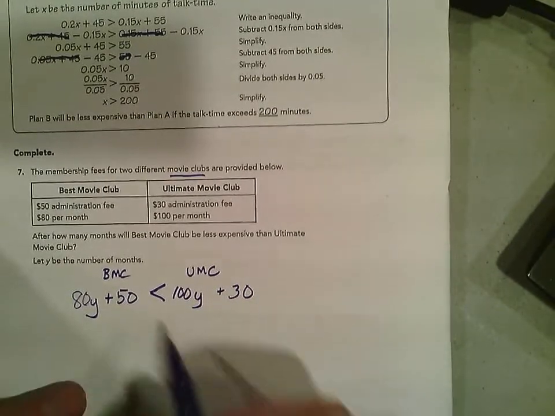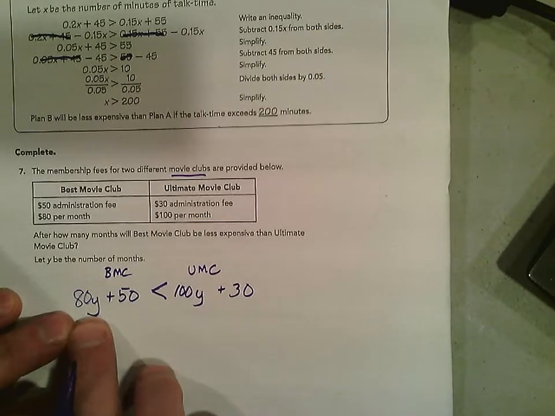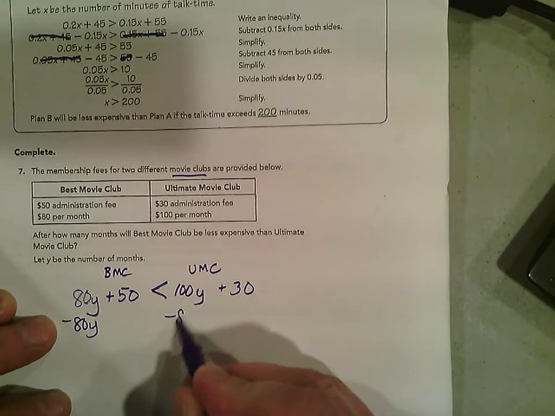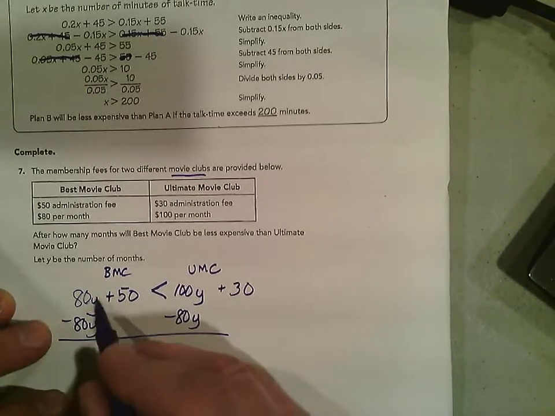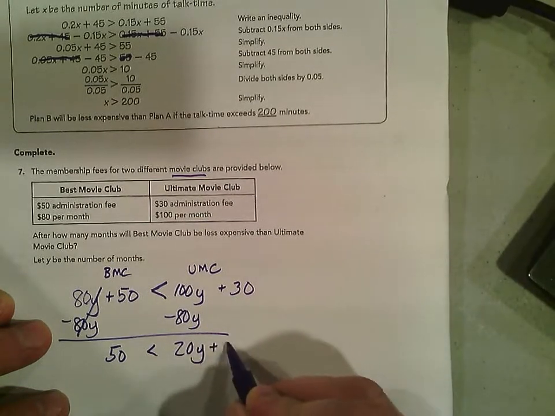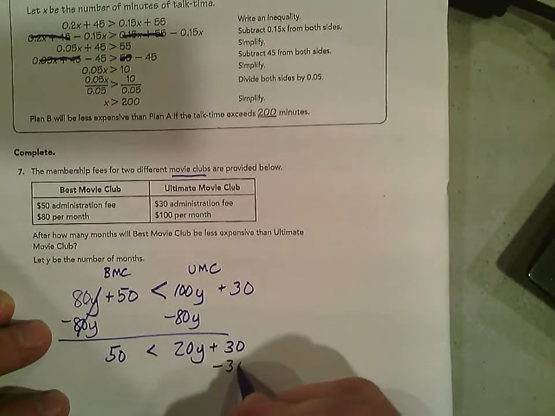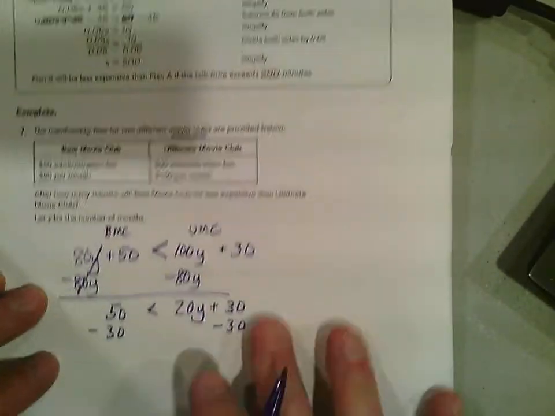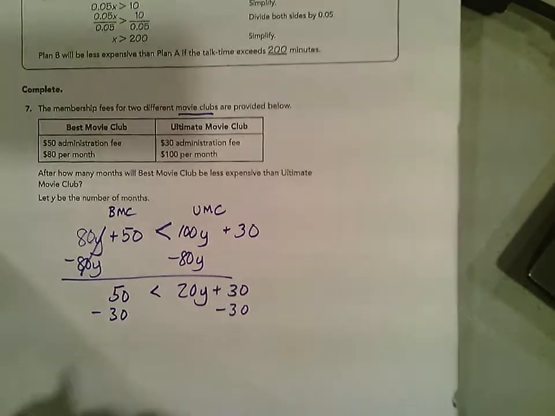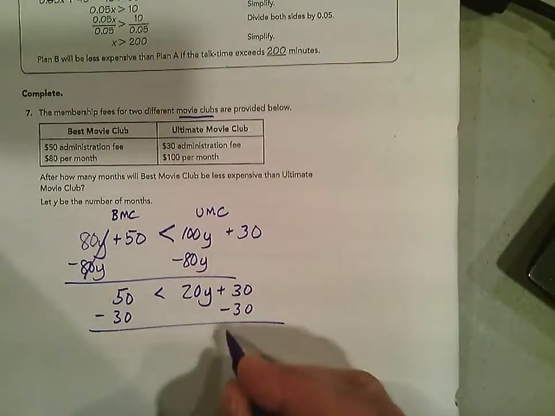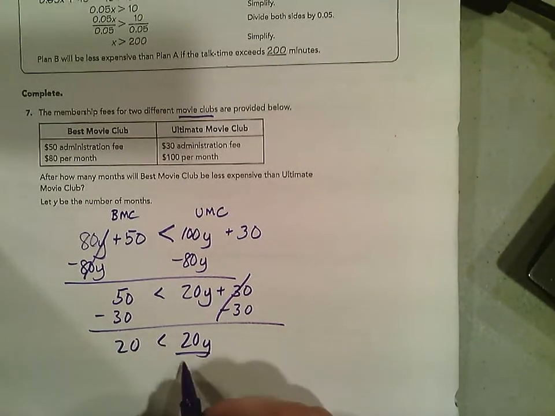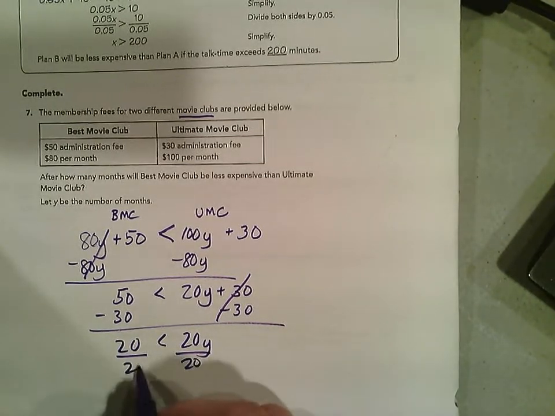And now it's just simply being careful. If it's me, I'm going to move the smaller variable term to the side of the bigger. Keep it positive, my friends. Don't have to remember to flip the sign. That's 50 plus 80y is less than 100y plus 30. I'm going to take away 80y from both sides. I get 50 is less than 20y plus 30. Take away 30 from both sides. And I get 20 is less than 20y. So I can divide by 20.